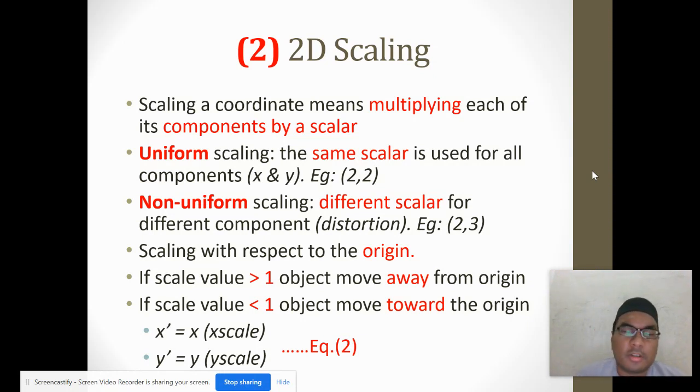The second one is on scaling, the 2D scaling. Scaling a coordinate means you multiply each of its components by a scalar. Uniform scaling means you have the same scalar for both x and y, for example x multiplied by 2 and y multiplied by 2. Non-uniform scaling uses a different scalar for the different components, for example 2 and 3, so x multiplied by 2 and y multiplied by 3. This is what you call non-uniform.